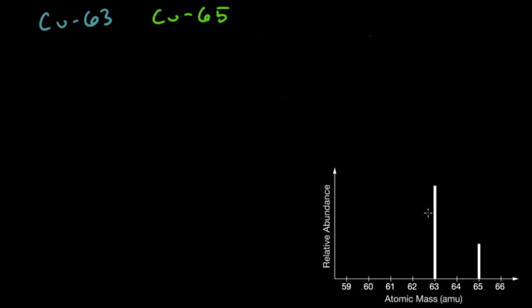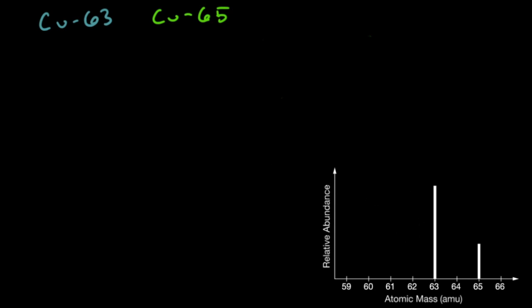This 63 right here is going to be the mass number, and the mass number is the number of protons plus the number of neutrons. And this 63 right here is going to be the mass of a particular isotope, measured in atomic mass units. The reason these two numbers are so close in value is because one proton and one neutron is approximately 1 AMU, and so that's why these two numbers are very similar.